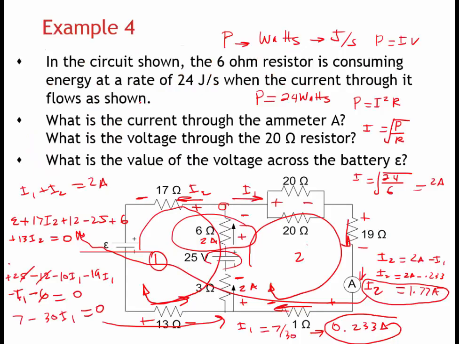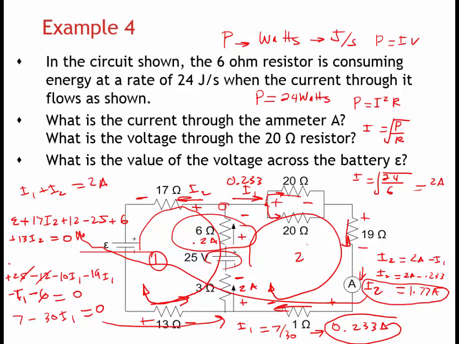Now, we want to determine what is the voltage through the 20 ohms resistor, right? When the current comes here, we know it's going to split. Somehow we're going to go this way and somehow that way. And since the two resistors are exactly the same, it's going to be half and half. The current coming through here is 0.233 amps, so divide that by 2 to give you the current passing through each resistor, since the resistors are exactly the same. So that's one way to do it.